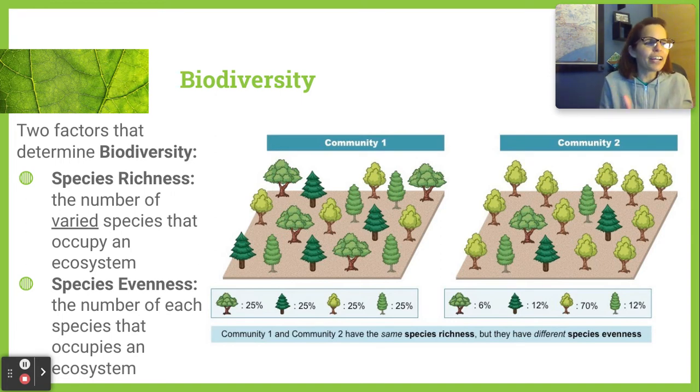If you take a look at the diagram, I think that really helps. So you've got two communities. They both have the same species richness, which means they have four varieties of trees, but they have different species evenness. The first one has equal species evenness, or percentages. And then the other one is less even because there's more of one type of tree and less of some types of tree.